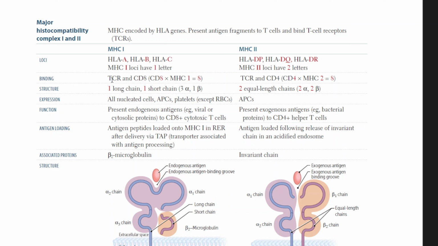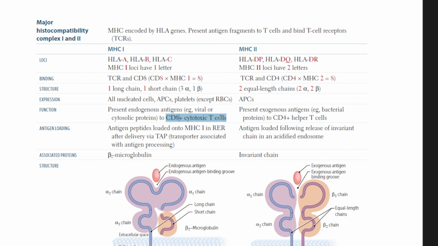But just remember, TCR and CD8 are united to MHC1, and TCR and CD4 bind to MHC2. So remember, this side is for cytotoxic T cells, and the other side is for helper T cells.